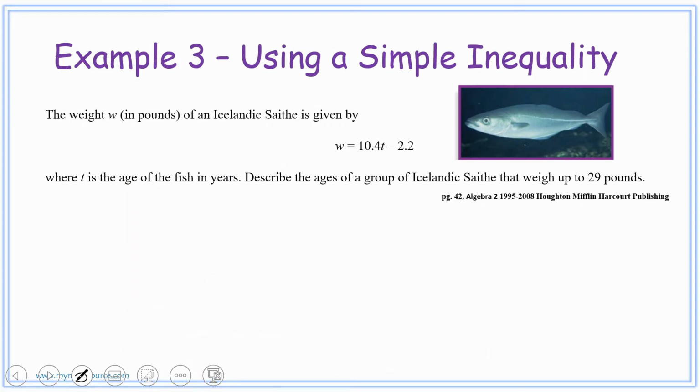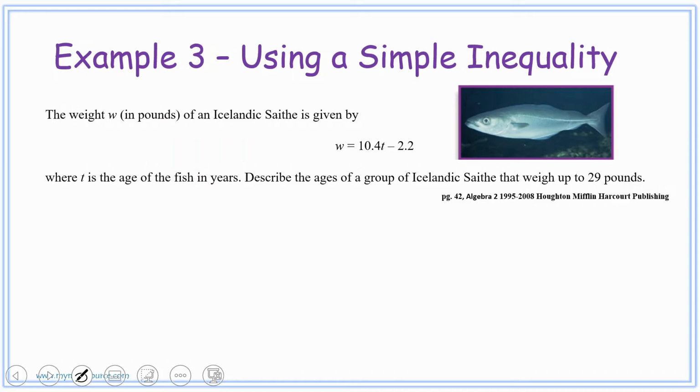All right, so now let's look at this. This one actually comes straight from the book. And this one says the weight w in pounds of an Icelandic saithe is given by w equals 10.4t subtract 2.2, where t is the age of the fish in years. Describe the ages of a group of Icelandic saithe that weigh up to 29 pounds.